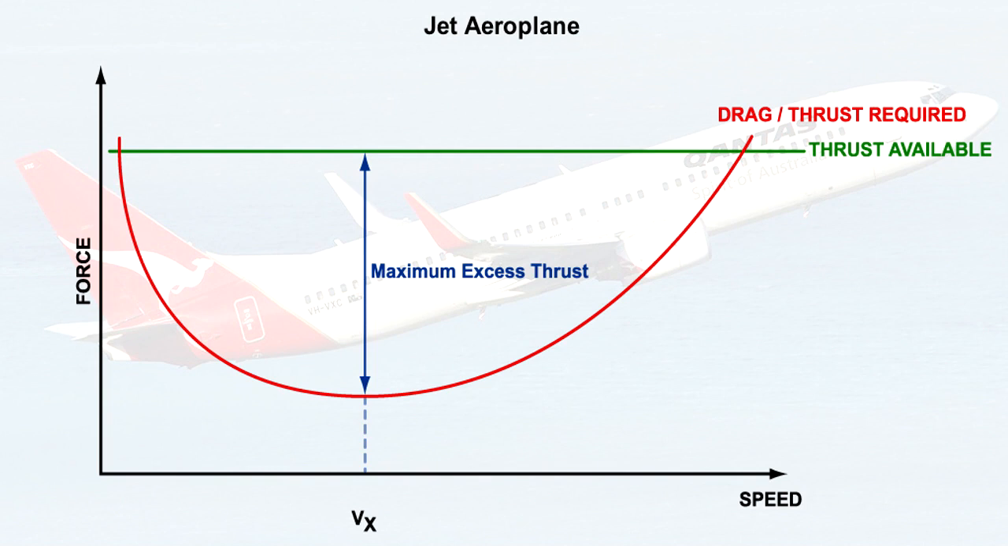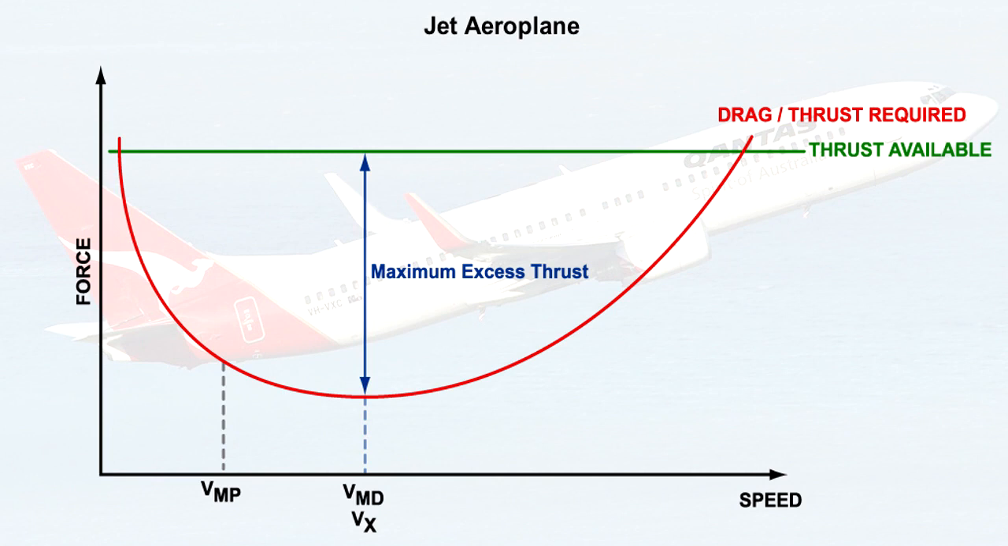The speed at which the aeroplane generates the greatest amount of excess thrust, and is therefore also capable of its greatest angle of climb, is called Vx. Vx is defined as the speed for the best angle of climb. However, in order to appreciate what value this speed represents, it's necessary to mention some other speeds at this point. There are three such reference speeds which are used in aeroplane performance. The first is the velocity for minimum drag, or VMD. VMD speed is found at the bottom of the drag curve, as shown here. The second reference speed is the velocity for minimum power required, or VMP.